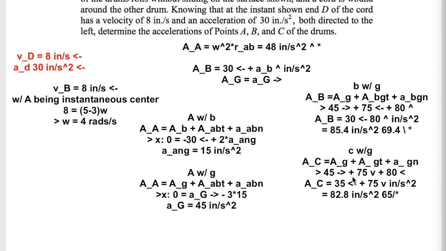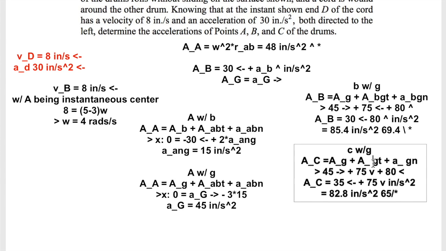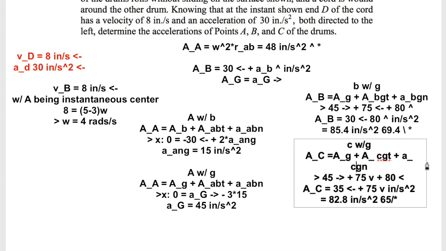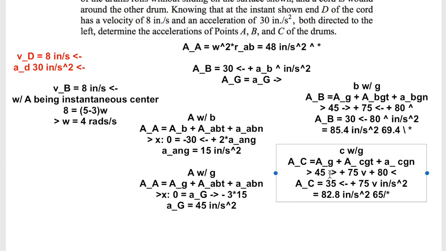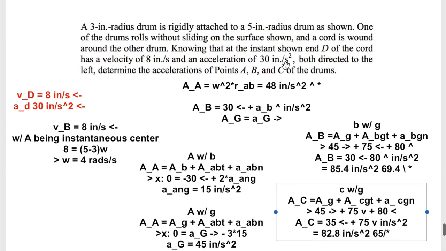Do the same thing with C. C with respect to G, set up the same equation: the acceleration at G, and then the CG tangent and the CG normal component. Plugging in our values, we find we get 82.8 inches per second squared at 65 degrees.